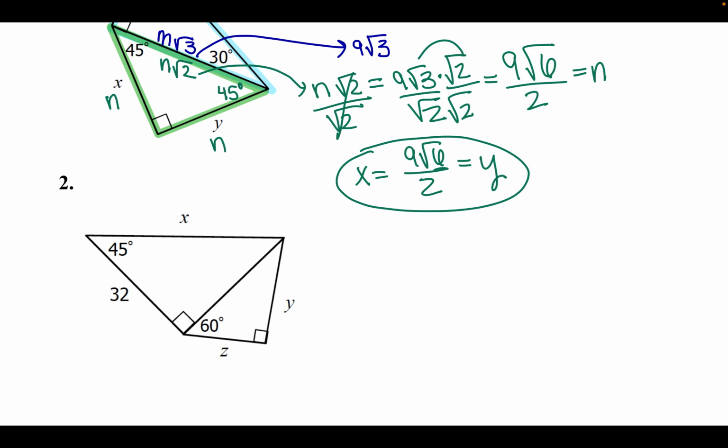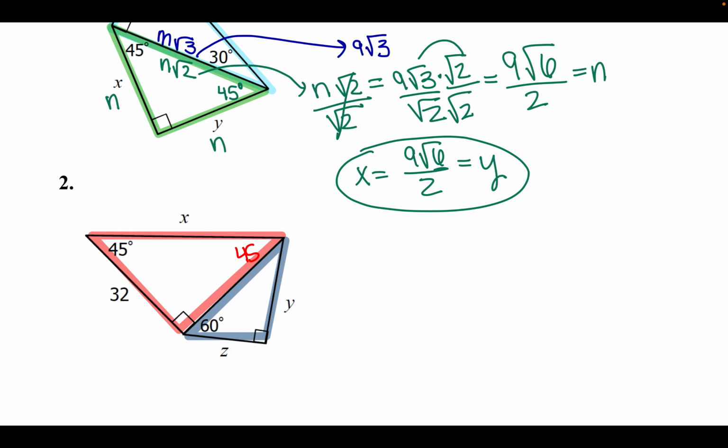Okay, number 2. So we have 2 different triangles again. First thing we're going to do is find the value of one of the sides that we know. 32 is a value that we know, so that means we are starting on the 45, 45, 90 triangle, this red triangle first.